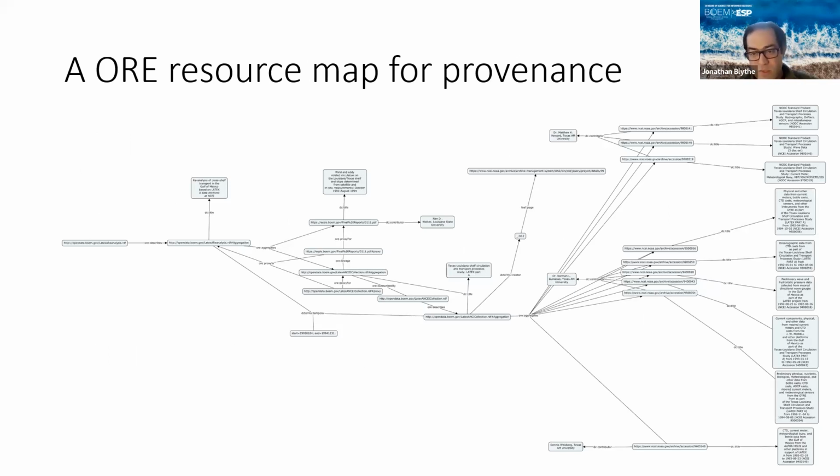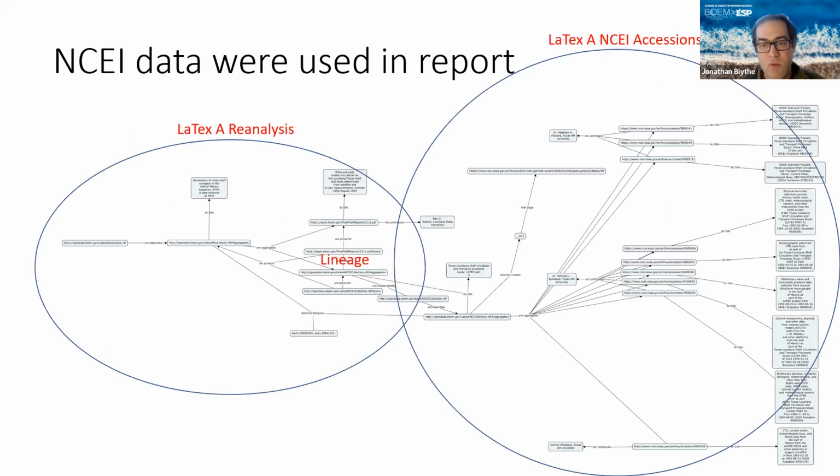So this is what that looks like for the latex A reanalysis. We actually have 2 ORE resource maps. One for the latex A NCEI accessions. You can see there's numerous ones of those, and that's an aggregation. And that aggregation is nested within the 2000 study latex A reanalysis. And in there, there's that proxy of each of the resources and the lineage specified with that ORE namespace relationship.